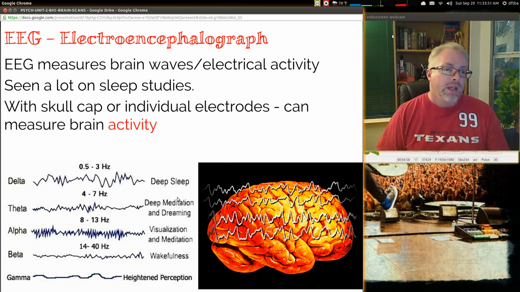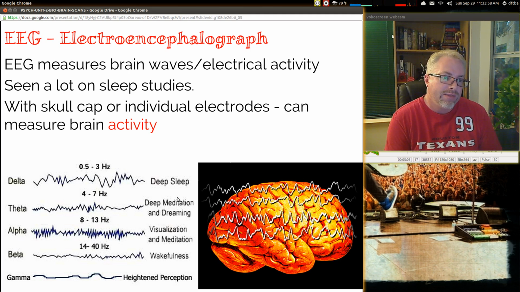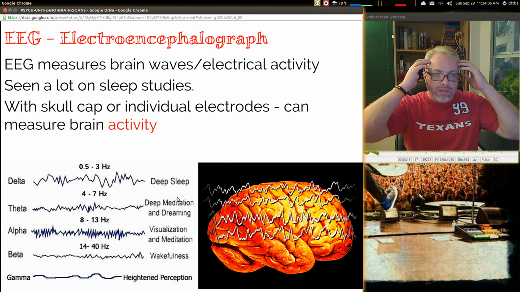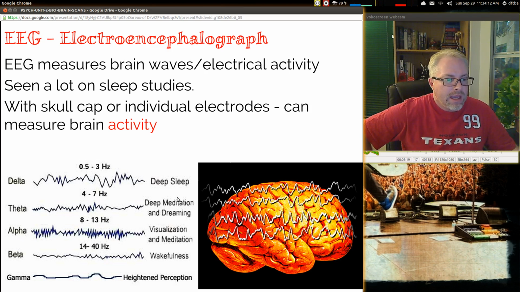and how it's functioning. So let's first look at EEG, the electroencephalograph, and this measures brain waves and electrical activity. So you have sensors on your head, and with a skull cap or individual electrodes, you can measure brain activity. This is something that they did with me for MS testing, and it was really interesting.